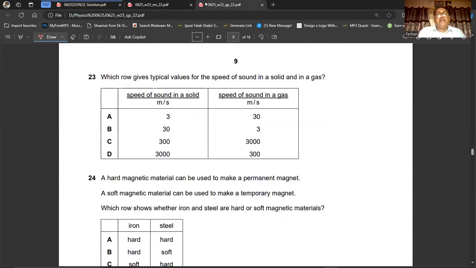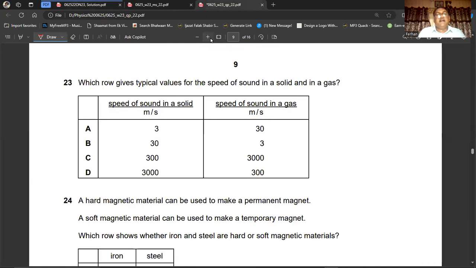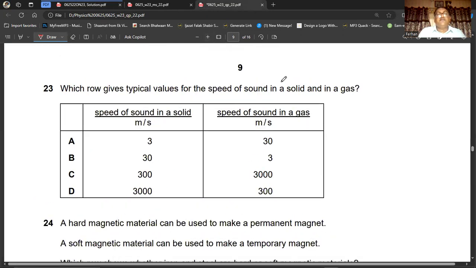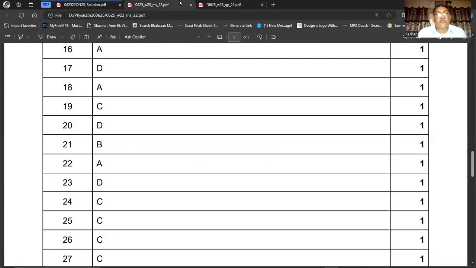Question number 23. Which row gives typical values for the speed of sound in a solid and in a gas? The speed of sound in solids is in thousands of meters per second, and in a gas it is around 300. So clearly, D is the option. It's just a fact and it's very easy. Question number 23, D is the right option, sir.